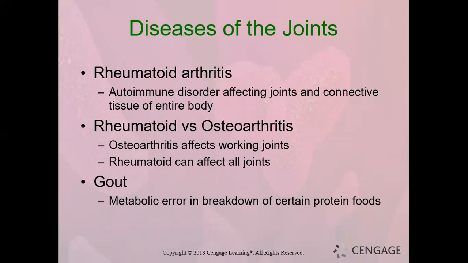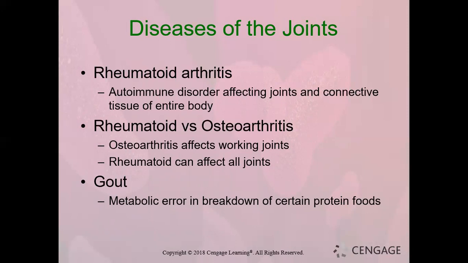We talked a little bit about rheumatoid arthritis in the last chapter, but this is again an autoimmune disorder that affects the joints and the connective tissue. Just think about those fingers of the people that have rheumatoid arthritis. You will see this. If you haven't seen it already in one of your family members or a family friend, you will see this at some point in your career.